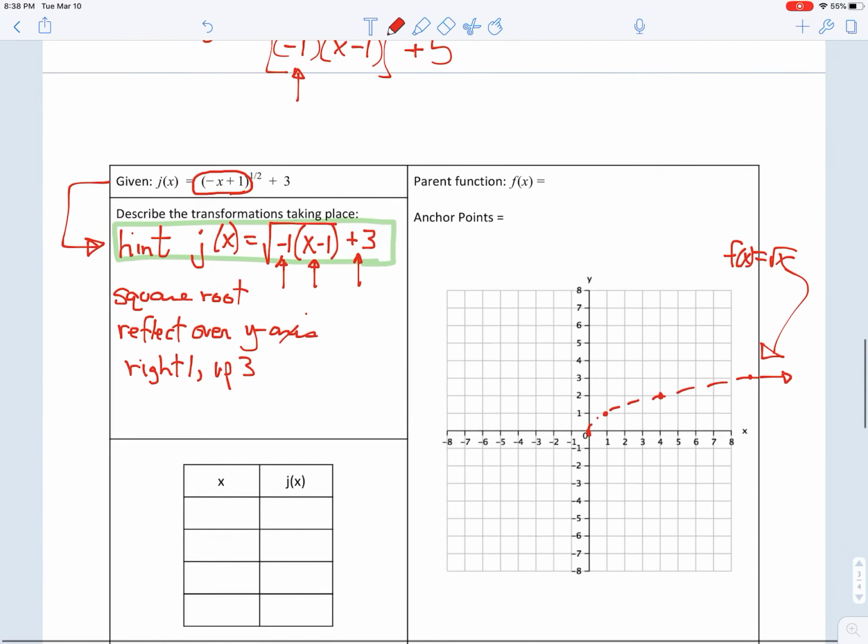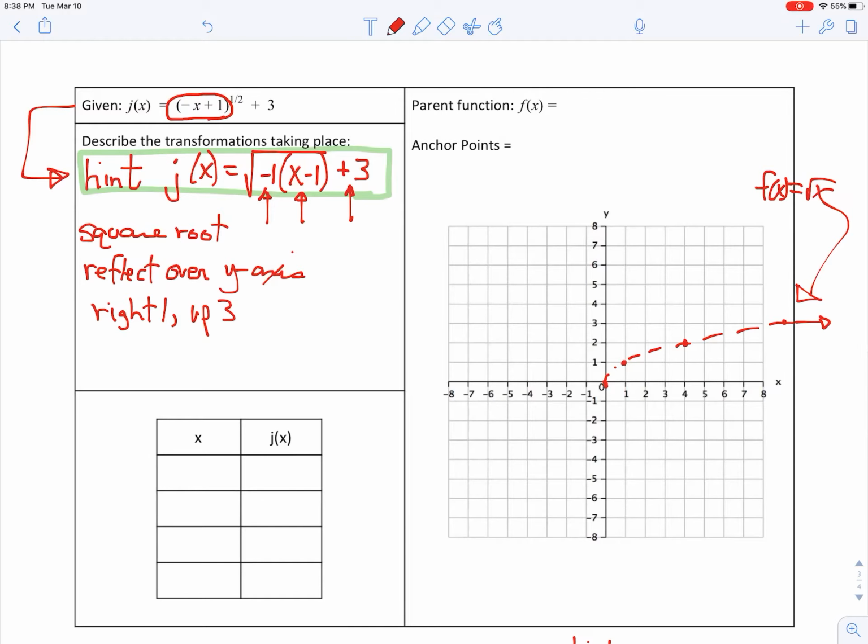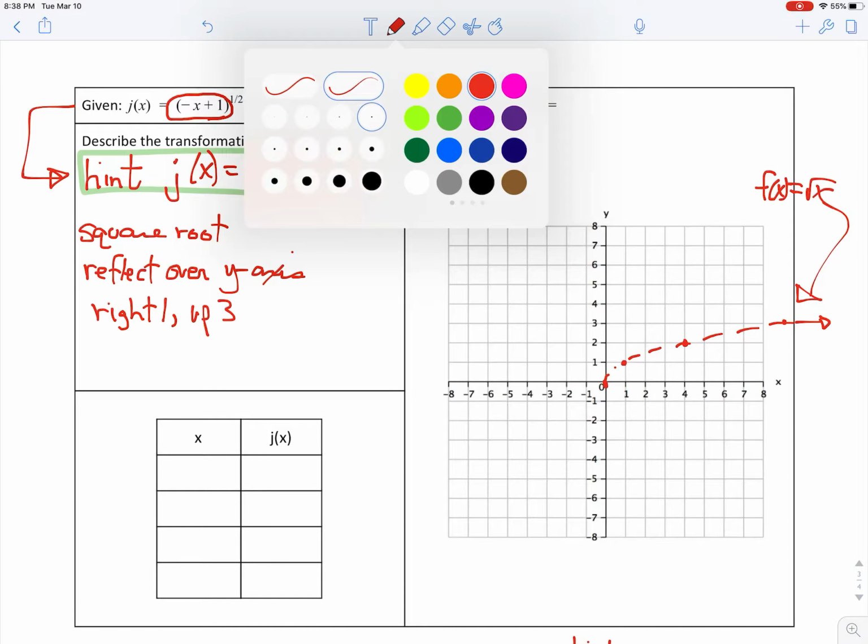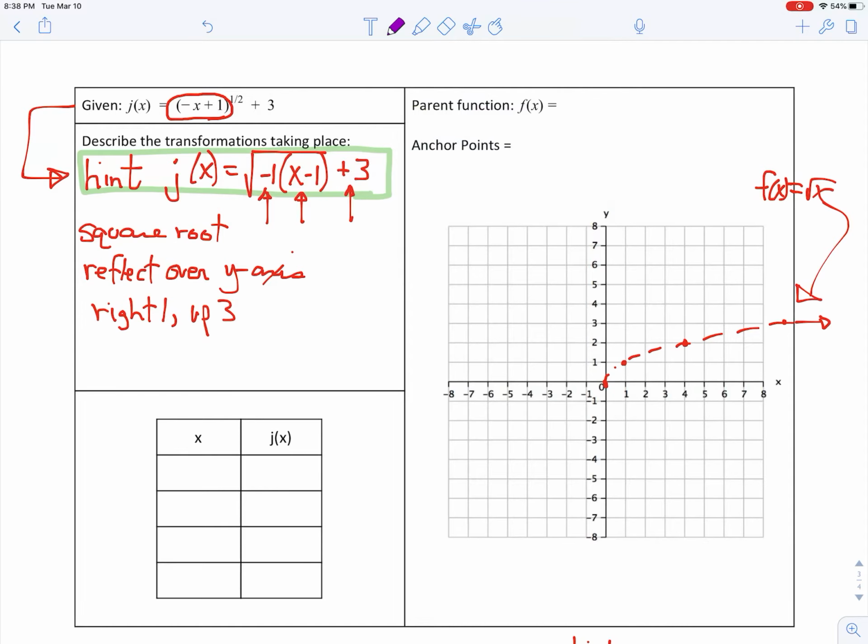Okay, next one, I wanted to show you how to go through and think about this new function. I've taken the square root. I'm going to reflect over the y-axis and then right 1 up 3. You can use a table. You can also take points and run them through this sequence. So I'm going to take the point 0, 0, which is on my original. I'm going to reflect over the y-axis. That doesn't change it a bit. I'm going to go right 1 and up 3. Put it there at 1, 3.